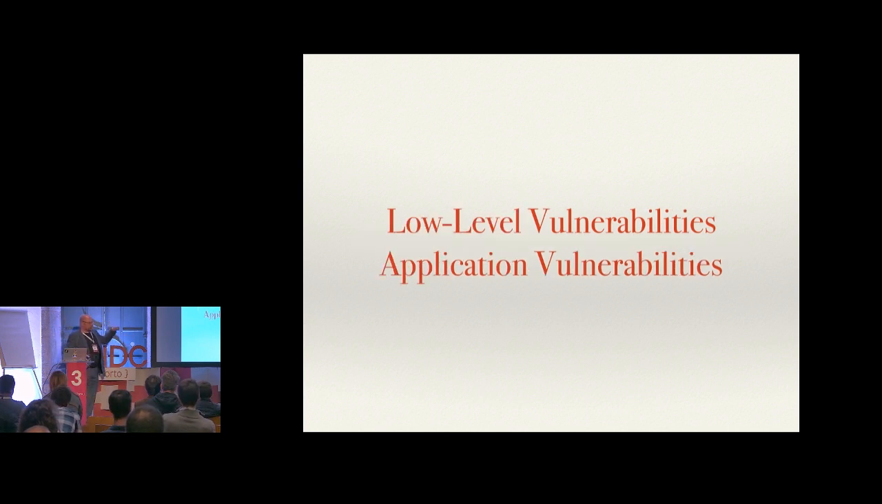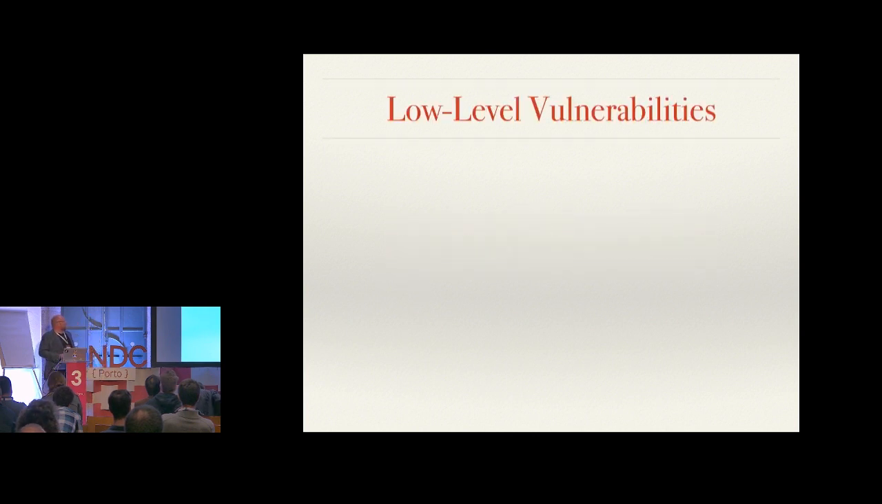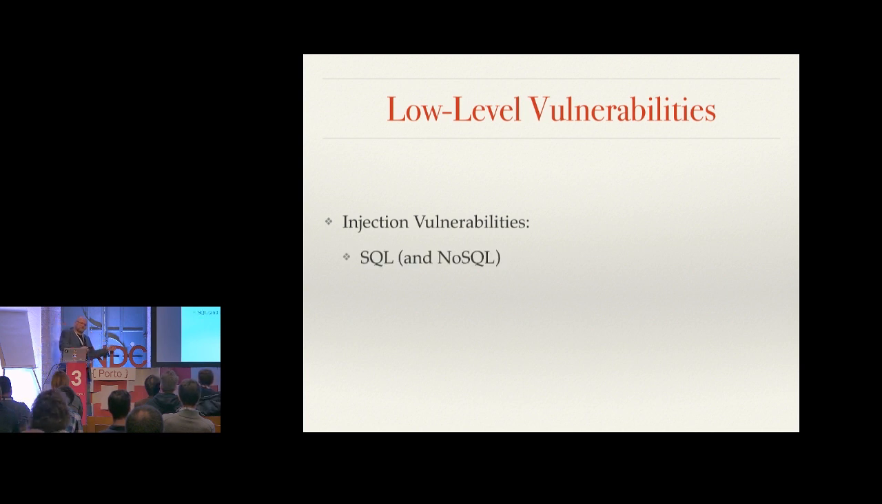And I look at them in two classes: low-level vulnerabilities and application vulnerabilities. So let's start with low-level vulnerabilities. In that category, I look at injection vulnerabilities, which includes SQL injection and NoSQL injection. We're also going to look at ORM NoSQL injections, okay? Also within injection, there's cross-site scripting vulnerabilities. And now there's also another type of vulnerability that's low level, which is cross-site request forgery. Okay, so we're going to explore those.